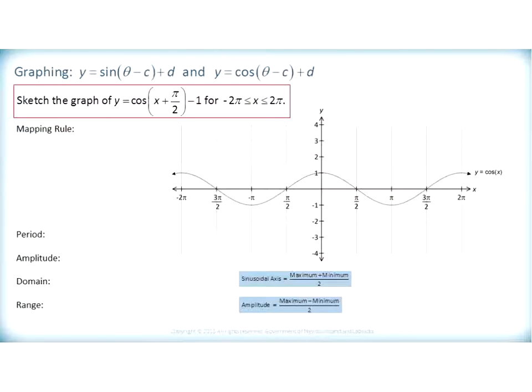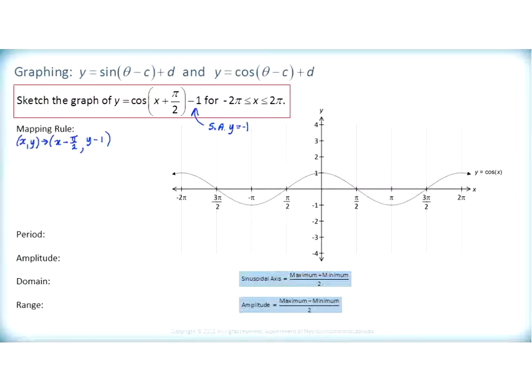To combine these transformations, let's sketch the graph of y equals the cosine of x plus pi over 2 minus 1 for values of x between a negative 2 pi and a positive 2 pi. So the easiest way to come up with your graph is to use your mapping rule again. So x, y will get mapped onto x minus pi over 2, and the value of y will get mapped onto y minus 1. So when you see the minus 1 here, notice that that represents a vertical displacement of 1 unit downward. So your sinusoidal axis will pass through y equals a negative 1.